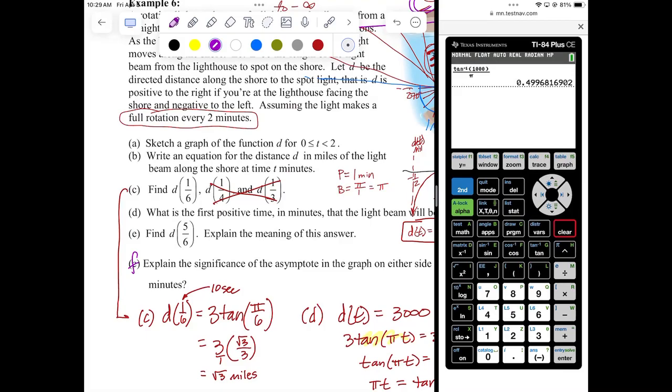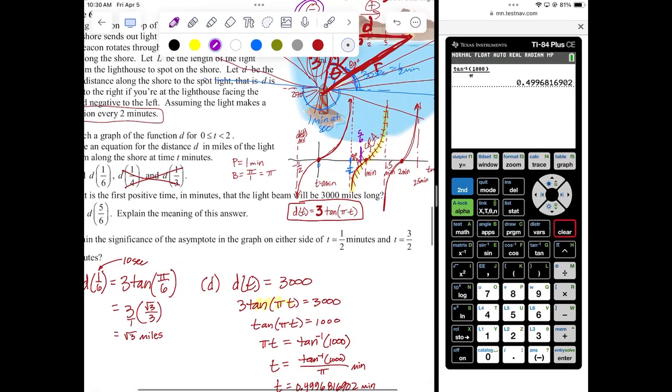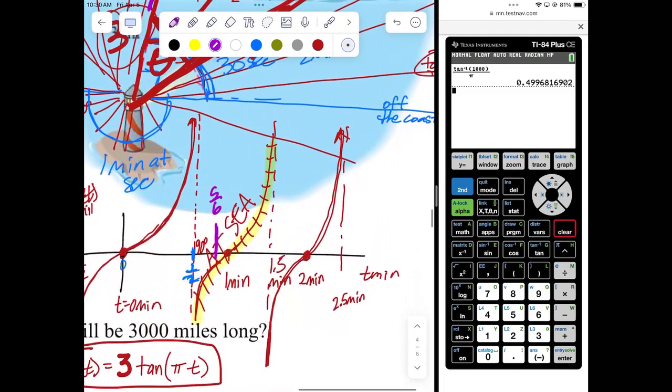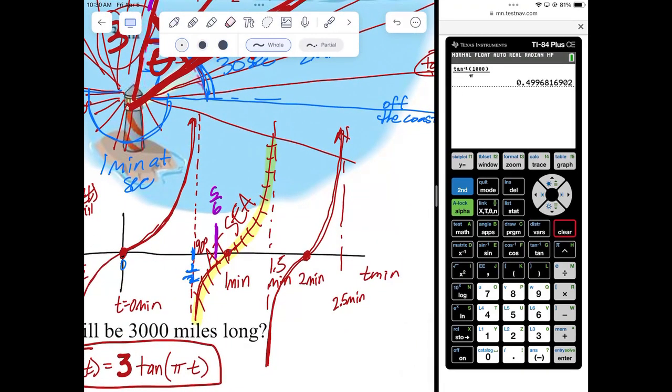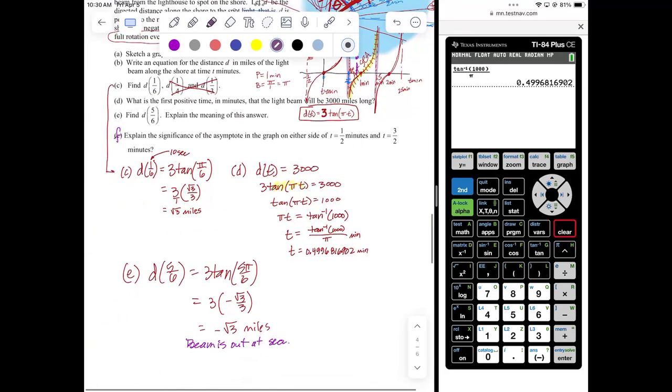Explain the significance of the asymptotes on the graph on either side of 1/2 and 3/2 minutes. We've already talked about it, so let's just talk about it one more time. The asymptote at 1/2 is when the beam of light goes off the coast to the right-hand side, yes. And then the asymptote a minute later at 1.5 is when it magically reappears where? On the shoreline on which side? On the left-hand side, right? Yeah, that's what the asymptotes represent. I'm not going to write all that out, but that's what they represent.